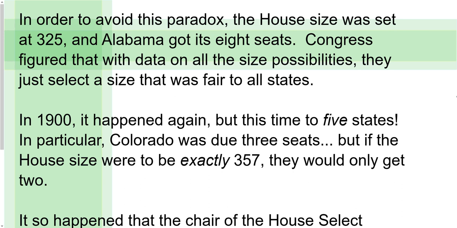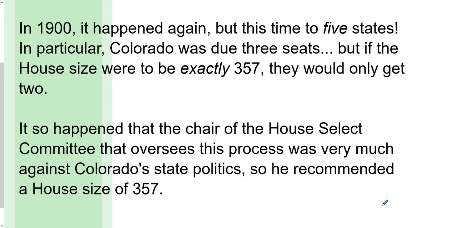Now, it just so happens at this time, as a stroke of luck-ish, the chair of the House Select Committee that oversees the process of apportionment every 10 years was a politician who hated Colorado, and he butted heads with Colorado's legislature and the governor. I don't remember if he was from Colorado and had this issue, or he just always butted heads with Colorado's representatives and governor. But he's in power. So, of course, he recommends a house size of 357.